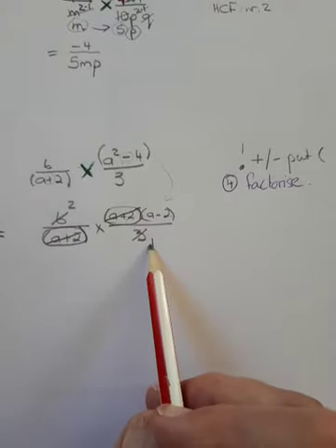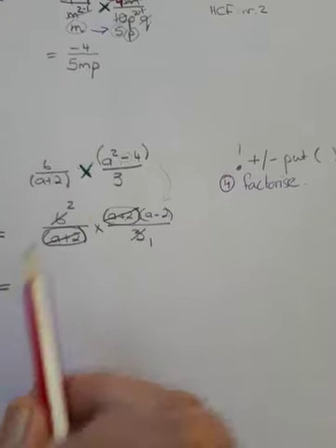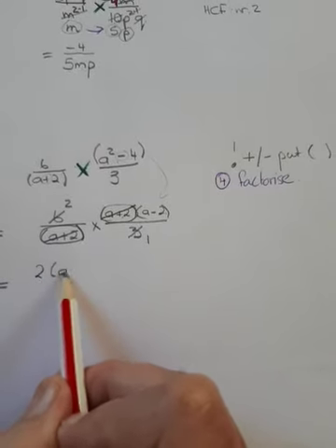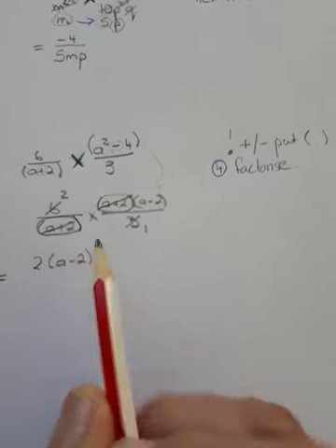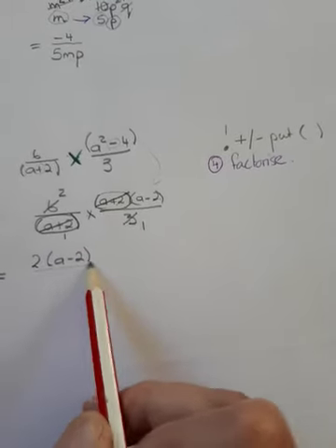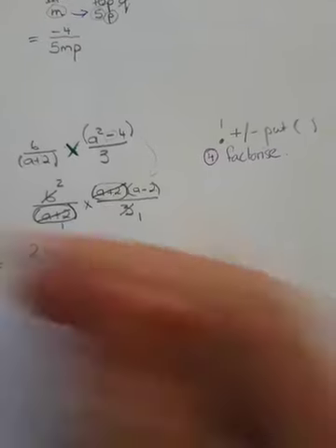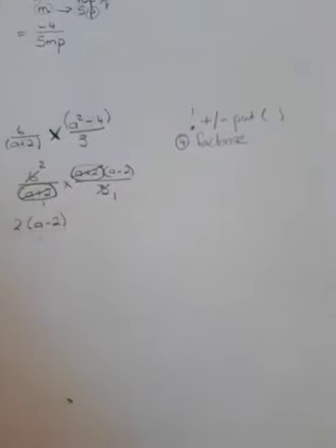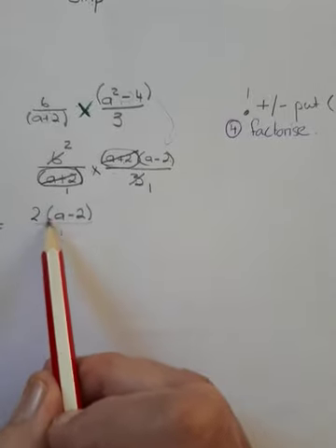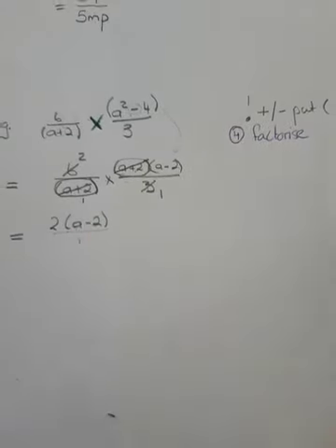Having cancelled those numbers, that gives me at the top the 2 times a minus 2, and at the bottom this is 1 times 1, so which is over 1, which I don't really need. It is for that matter 2 in brackets a minus 2, the over 1 I don't need.